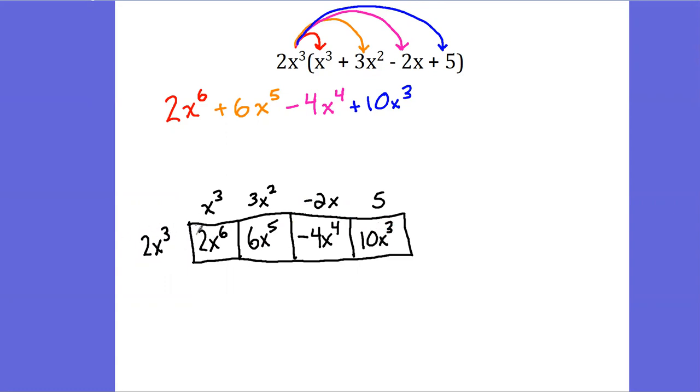So the idea here is that you're kind of viewing this as a rectangular area model. You're looking at the width of this rectangle as 2x cubed, and you're looking at the length of this rectangle as x cubed plus 3x squared minus 2x plus 5. And the idea is that you're going to find these little rectangular areas and add them all together to get your final answer. This idea is going to be very helpful as we move forward with this section and as the problems get a little more difficult.